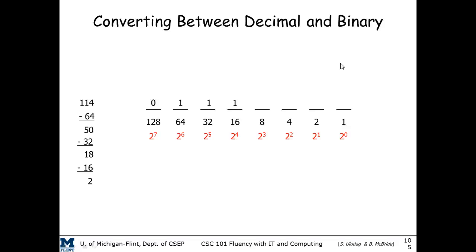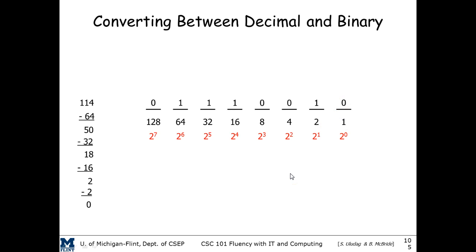So continuing on, will 8 go into 2? No. So we put a 0 in the 8th spot. Will 4 go into 2? No. So we put a 0 in the 4th spot. And then finally, will 2 go into 2? And the answer, of course, is yes. We subtract 2 from 2. We get a value of 0. And our last place value is 1. Can we subtract 1 from 0? No. So we place a 0 in that location. So at the end, when we've converted 114 to binary, we have a pattern of reading from the left to the right, 0, 1, 1, 1, 0, 0, 1, 0.